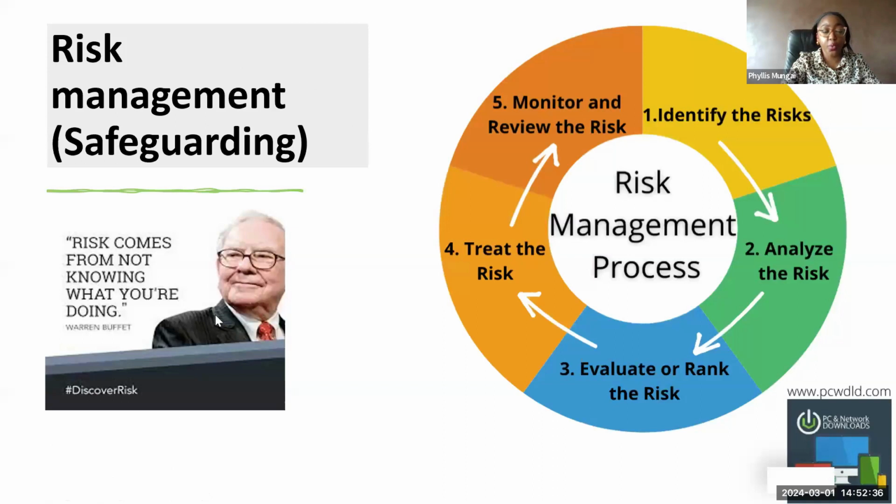All right, so we're going to now look at risk management while focusing on safeguarding. So there's a quote there at the bottom left that states risk comes from not knowing what you're doing. And that is Warren Buffett, one of the richest people in this world. And basically, what he's saying is that risk does not operate in a vacuum. You need to have objectives. And from these objectives, then the risks emanate from them.